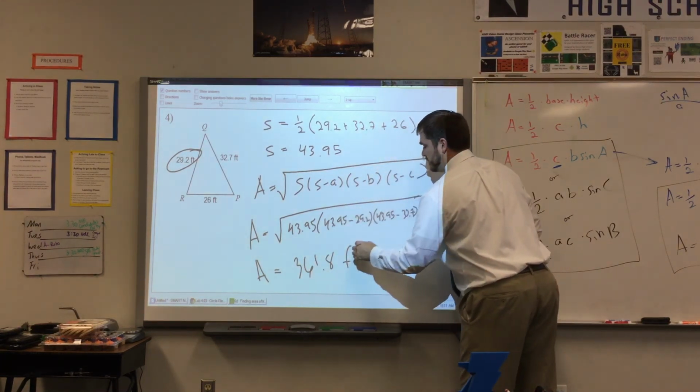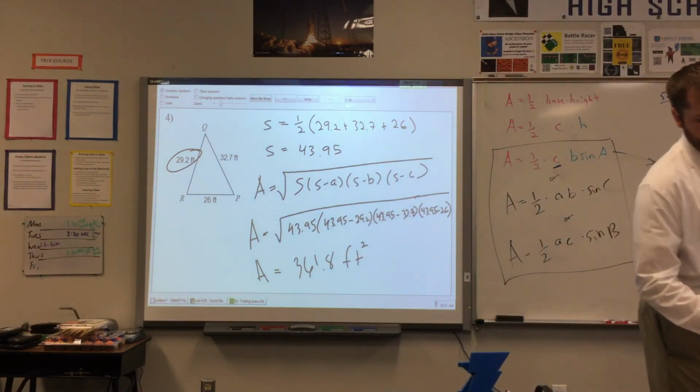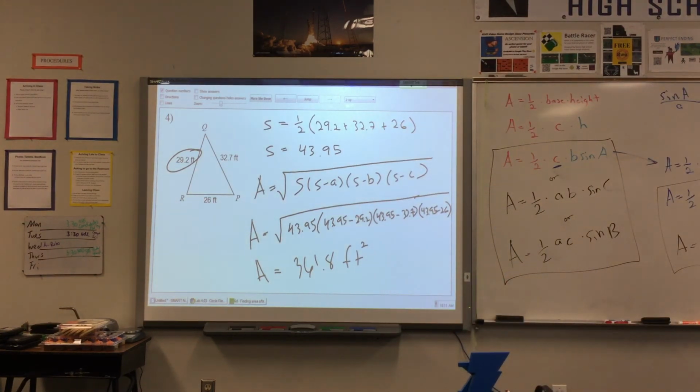369 square feet. Alright class, today we talked about four different ways of solving the area of a triangle. Situations where you have right triangles, situations where you have side, angle, side, and then also three sides with Hero's formula. You've got the rest of the class to work on this, as well as another two days where I'll be walking around answering questions.